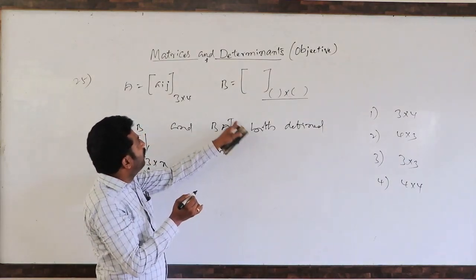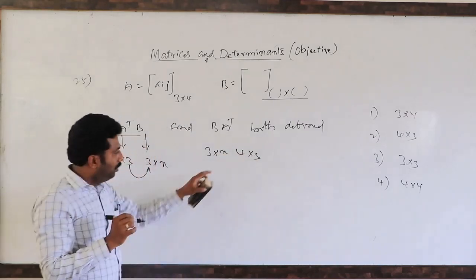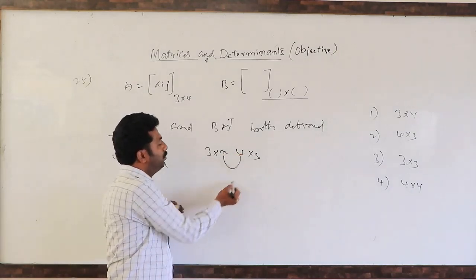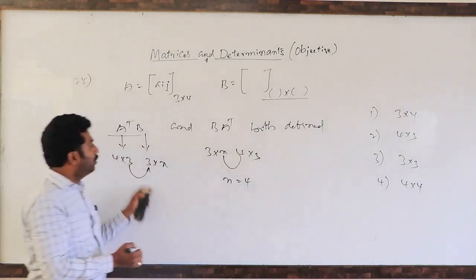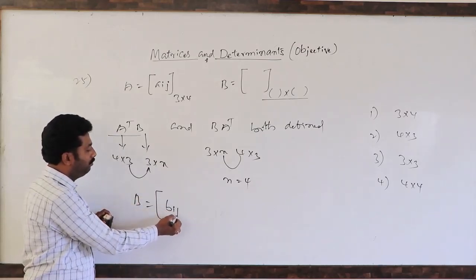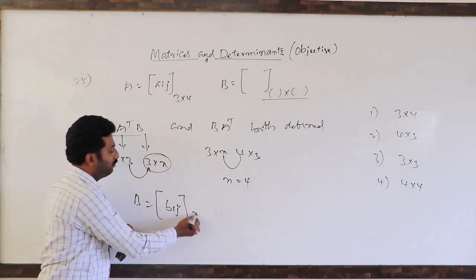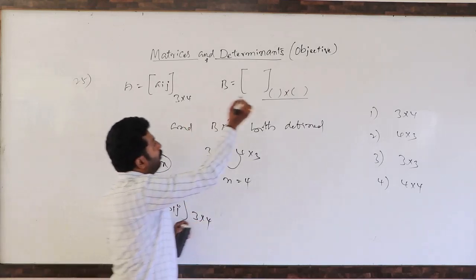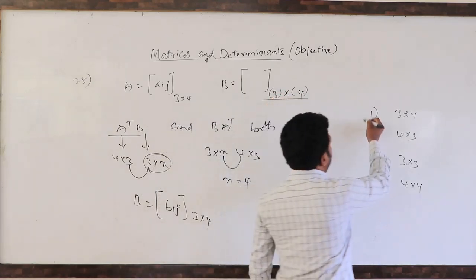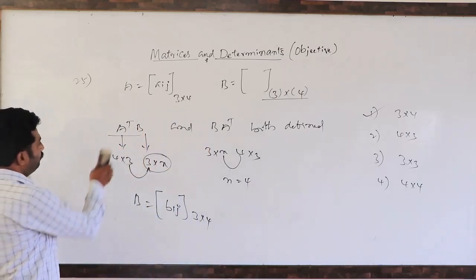Then what is A transpose? 4 by 3. What I told: number of columns in the first matrix equals the number of rows in the second matrix. So x equal to 4. So clearly, what is the order of the matrix? With the x value, it is 3 by 4 option. So 3 by 4 is nothing but the first option, we can give that as the answer.